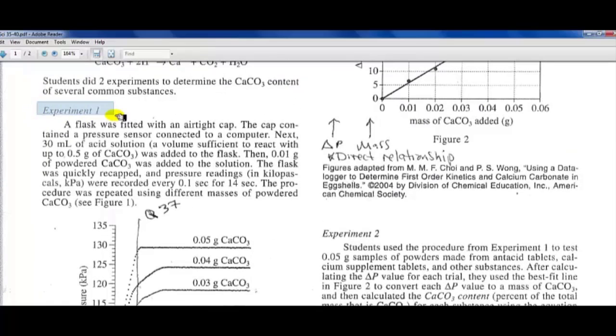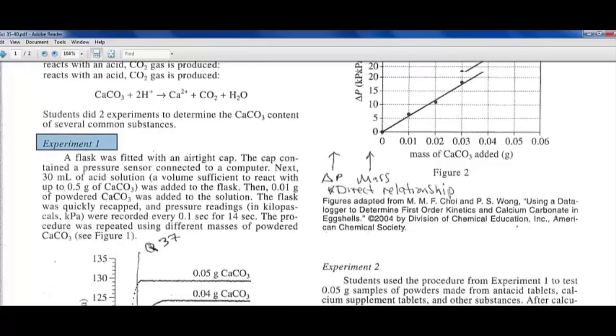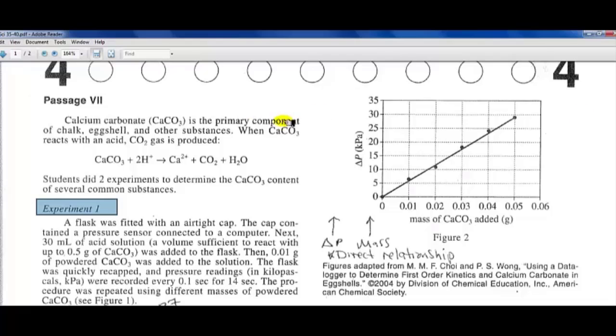We're going to use the same procedure, so we're going to be doing the same thing and looking for the same concepts here. So let's read the mini intro. We're talking about calcium carbonate, its primary component in chalk and eggshells. The CaCO3 reacts with acid to produce a CO2 gas.